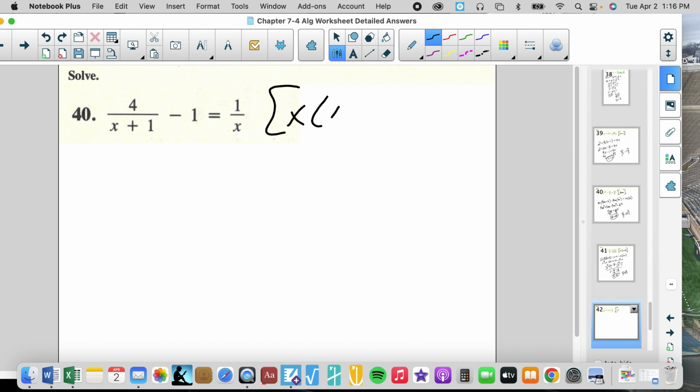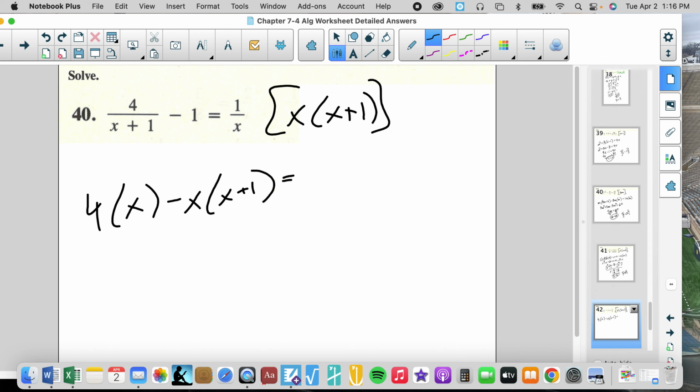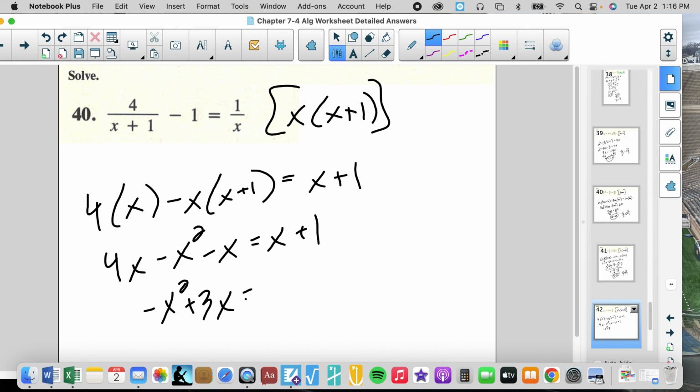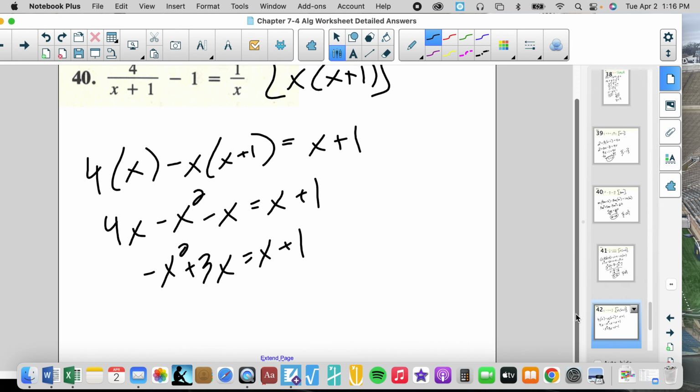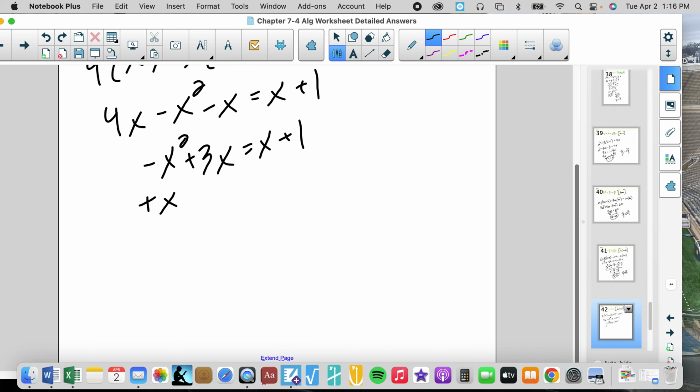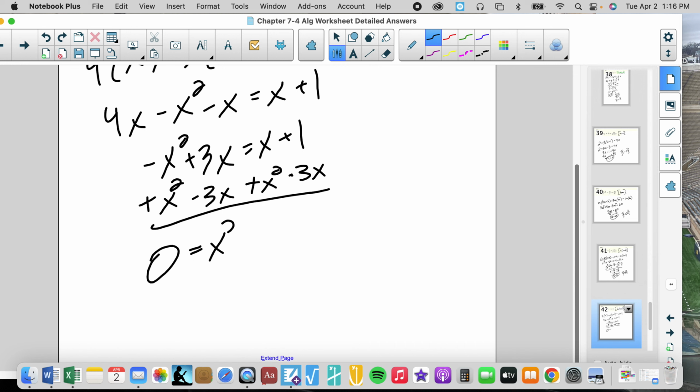We have x times the quantity x plus 1. That's going to give me 4 times x minus x times x plus 1 equals x plus 1. 4x minus x squared minus x equals x plus 1. Negative x squared plus 3x equals x plus 1. We're going to move everything to the right side, set it equal to 0. Minus 3x, 0 equals x squared minus 2x plus 1.